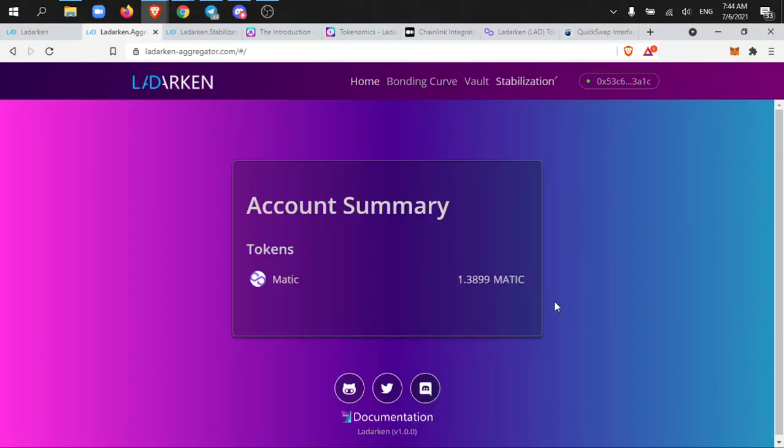Cool. So we come to the LAD homepage, and here you can see it just shows you how much MATIC you have in your wallet. There's nothing here on the current price of LAD. I haven't seen anything about the circulating supply or even the emission rate. I guess this is just your landing page for when you get into the aggregator.